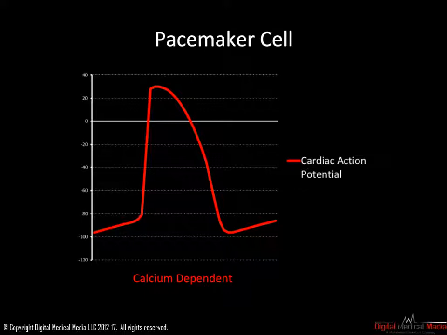The differences between an automatic pacemaker cell that is calcium-dependent and a regular cardiac muscle cell, which is sodium-dependent, cannot be seen on the 12-lead ECG. These differences simply dictate their differences in behavior, as well as their responsiveness to various antiarrhythmic medications.